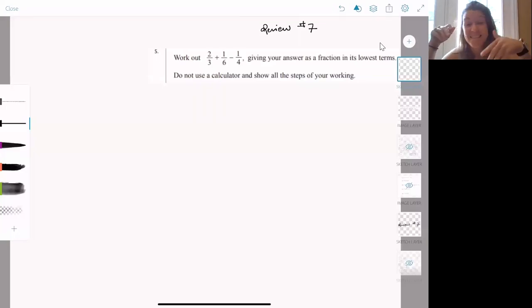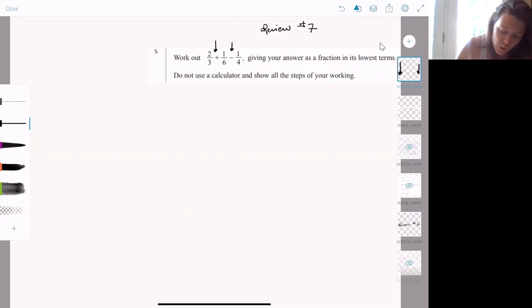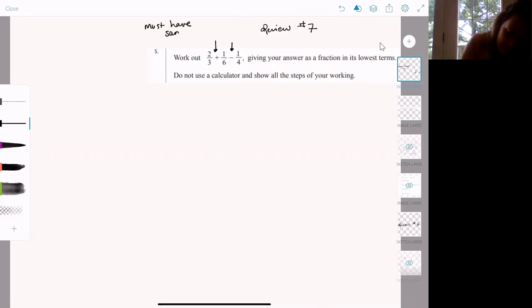Okay, again, this is another type of problem you are guaranteed to get on this test. I saw so many problems just like this, okay? So here, when we are adding or subtracting fractions, we must have the same denominator.